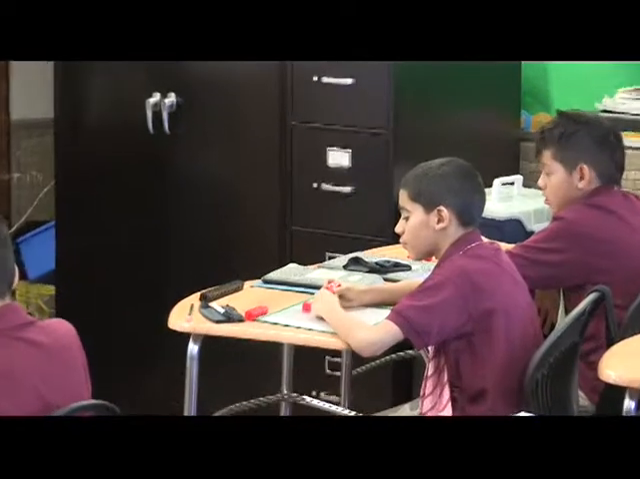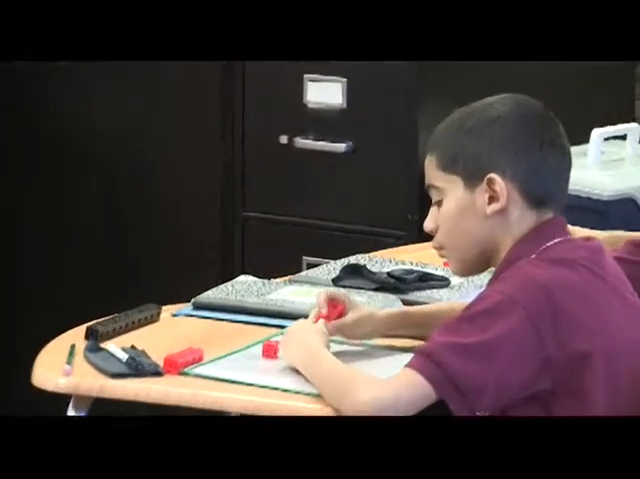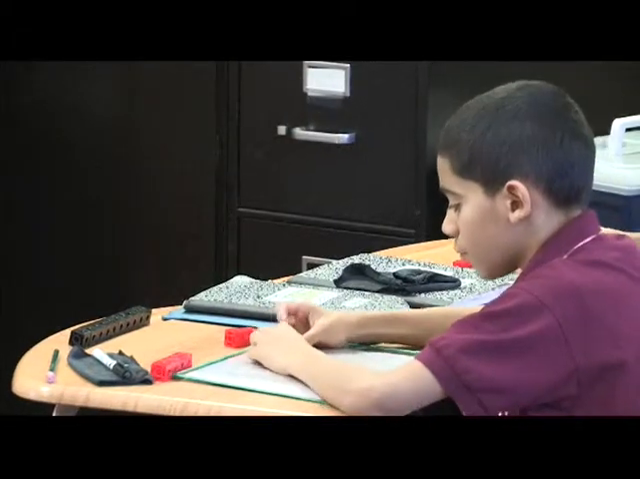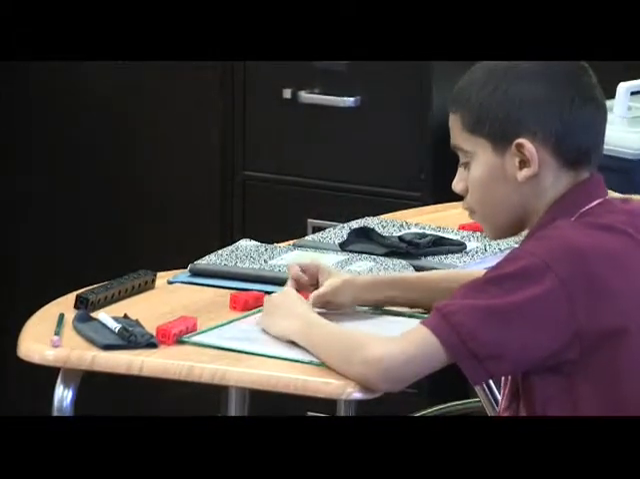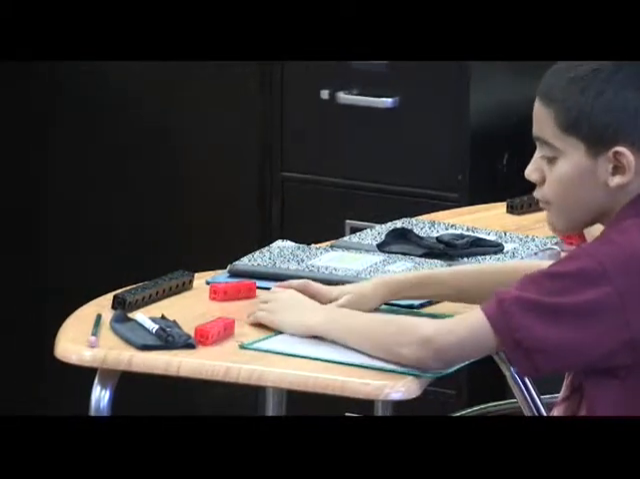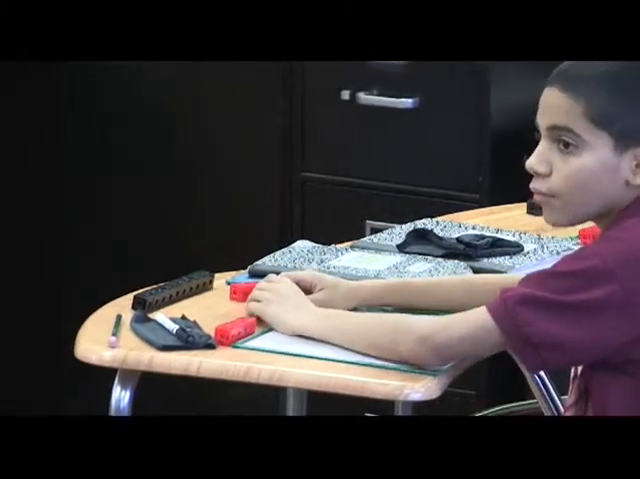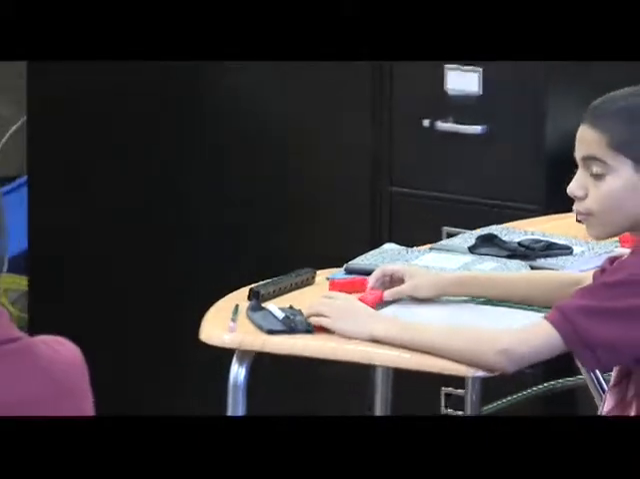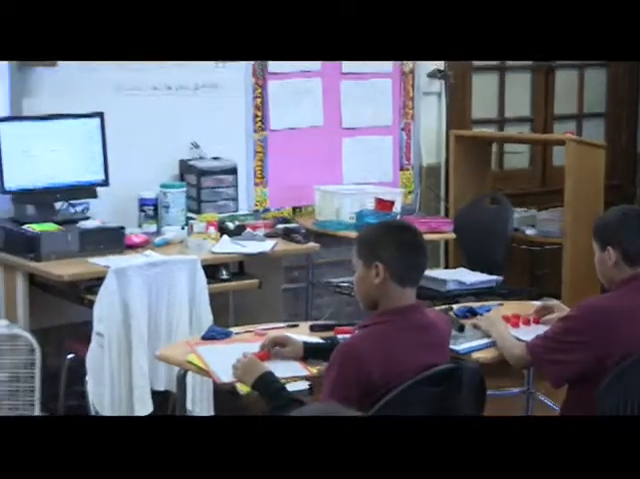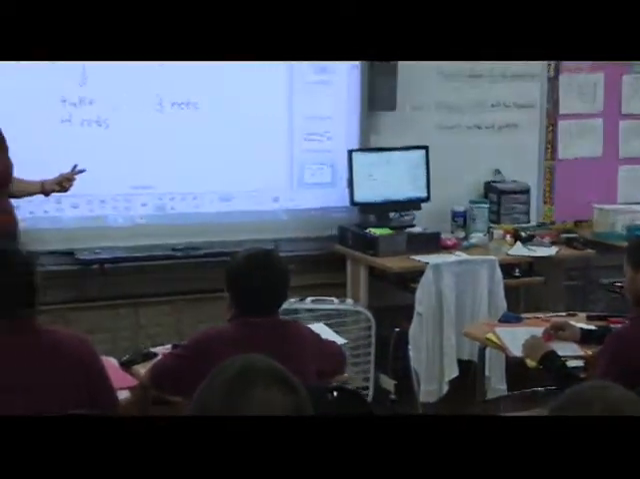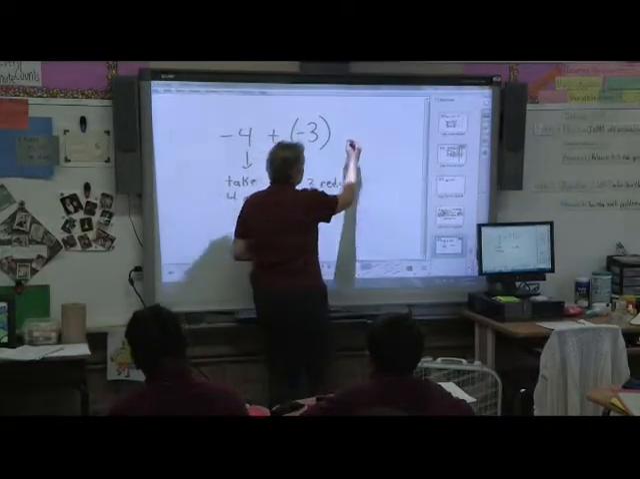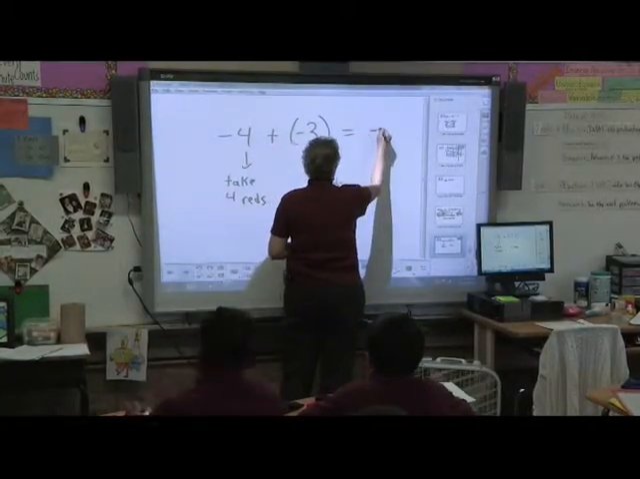So your work pile is on your communicator. So if you could put your communicator, and then the ones that aren't part of this problem, leave off your communicator. So your communicator should have 4 reds. You're going to take 4 reds, and then you're going to move 3 more reds onto your communicator. How many do you have? 4. And what color are they? Red. And what do we say that represents? What kind of a number? Negative. So this is going to be -7.